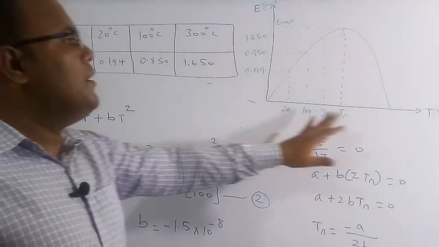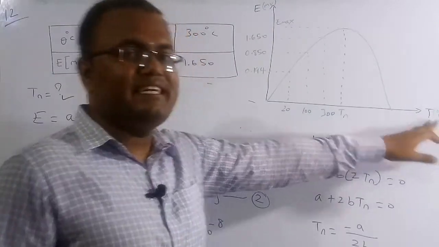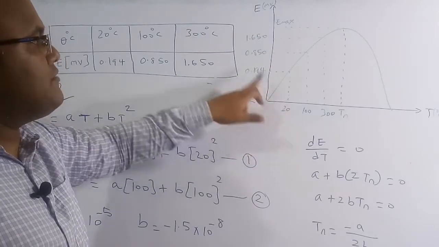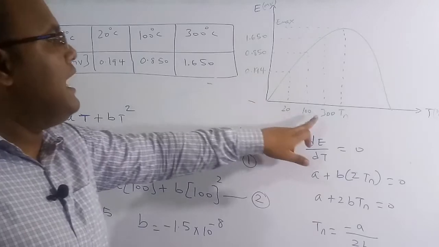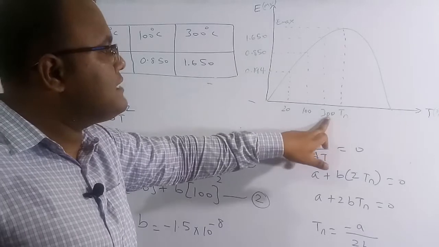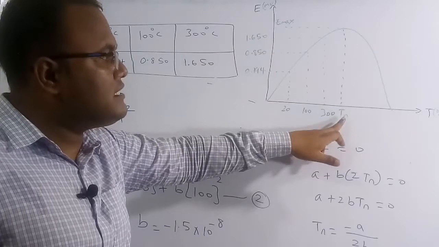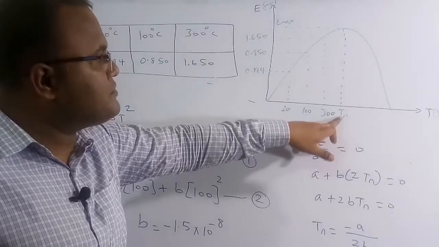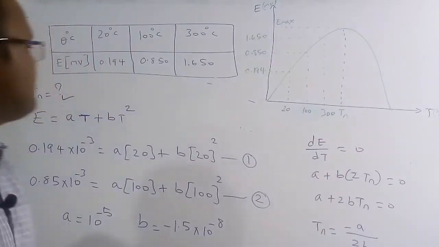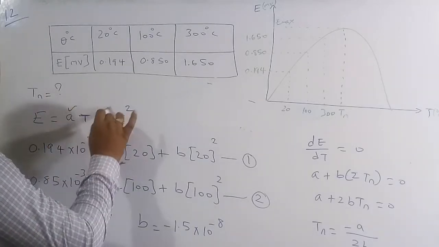I am going to draw a plot with EMF and temperature, temperature in degree centigrade and EMF in millivolt. At 20 degree centigrade I get 0.194 millivolt, at 100 degree centigrade I get 0.850 millivolt, and at 300 degree centigrade I get an EMF of 1.650 millivolt. At the neutral temperature, the temperature at which I get the maximum EMF, I need to figure it out. This Tn is called the neutral temperature. So here we need only two constants.